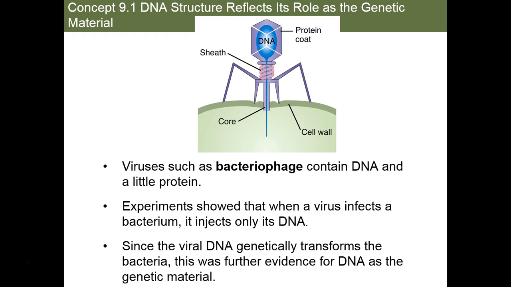To look at if protein was genetic material, scientists used bacteriophages. Bacteriophages are viruses that infect bacteria. They contain DNA in a little protein coat. Experiments showed that when a virus infected bacteria, it injected only DNA. Since the viral DNA genetically transformed the bacteria, this showed more evidence for DNA being a genetic material.